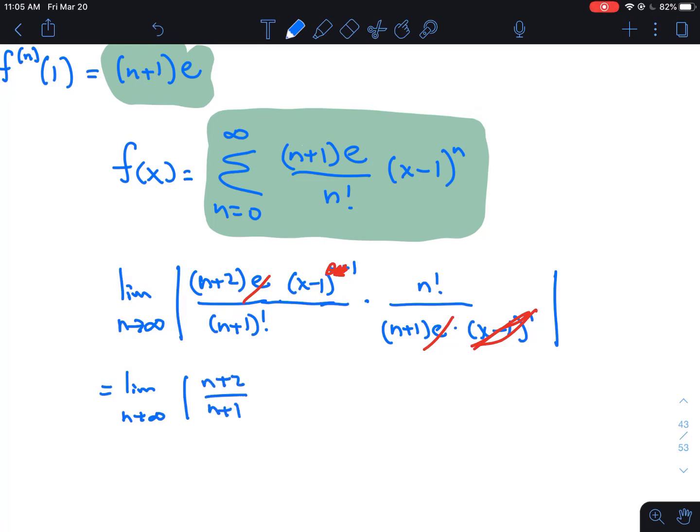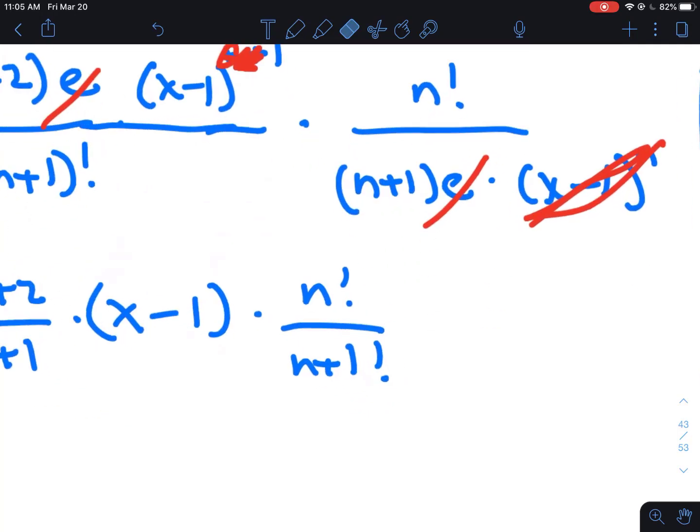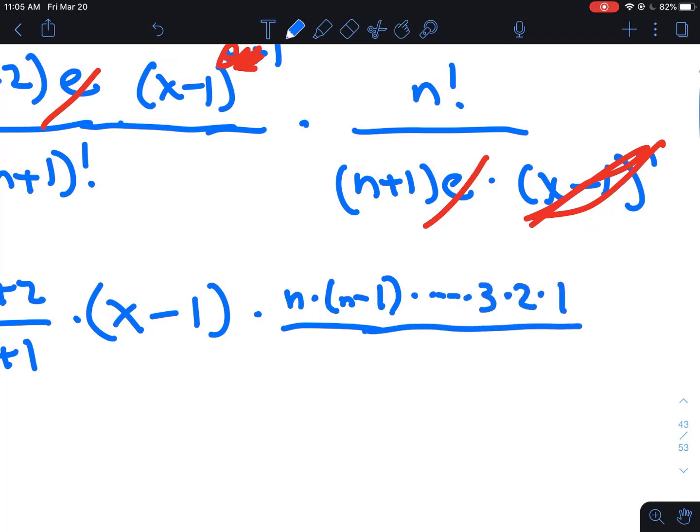Let's see, the e's canceled. A lot of the x's canceled, so I have x minus 1 left over here on top. And then I have n factorial divided by n plus 1 factorial. Remember how these factorials kind of cancel. If we were to start expanding this out, n factorial looks like n times n minus 1 times n minus 2 times all the way down to 3, 2, 1. And n plus 1 factorial would look like n plus 1 times 1 lower, n times 1 lower, times all the way down to 3, 2, 1.